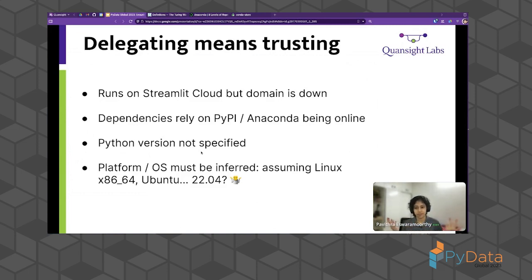Like, maybe I end up using, I don't know, Python 3.6. Will it still run? I don't know. But we obviously chose a more recent version. And lastly, the platform OS needs to be inferred, again being delegated to the user, which is me.